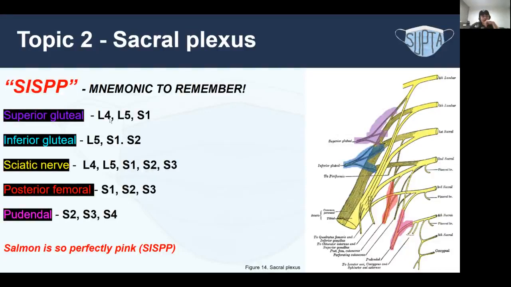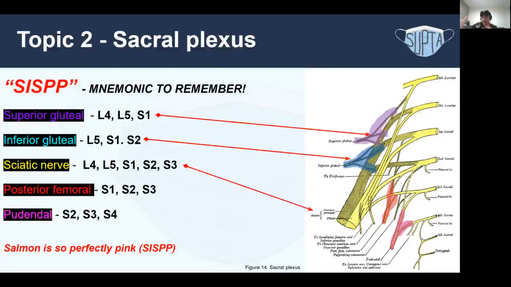The L4, L5, S1 forms the superior gluteal nerve. The inferior gluteal nerve, L5, S1, S2. Sciatic nerve, L4 to S3. So that's the largest nerve. You can see how massive that nerve is because we know it divides up. It will innervate most of the lower leg and also the posterior compartment. So it has to be big and chunky. The posterior femoral cutaneous nerve is right there, S1, S2, S3.